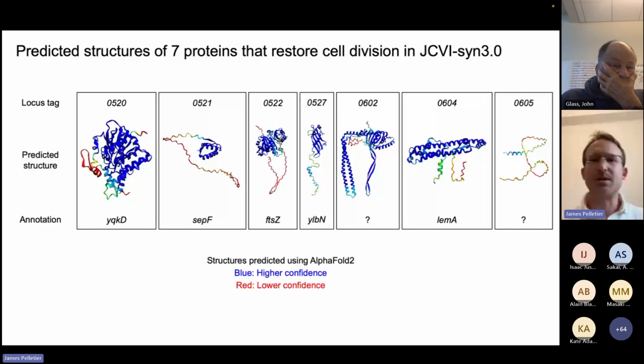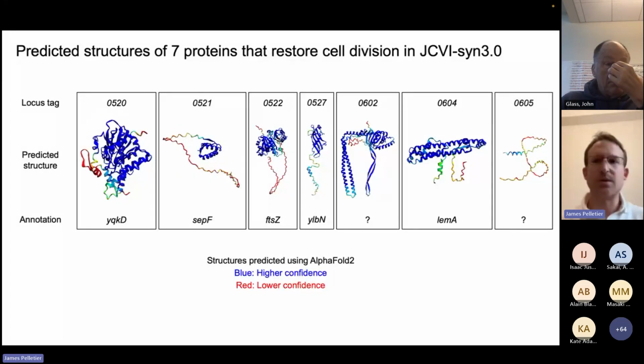604 is predicted to have one N-terminal transmembrane helix, in which case the majority of the protein would be outside the cell. And 605 is predicted to have a lipoprotein anchoring motif. Likewise, the majority of the protein would be displayed outside the cell if that bioinformatic prediction is true. And likewise, we know even less about these proteins.